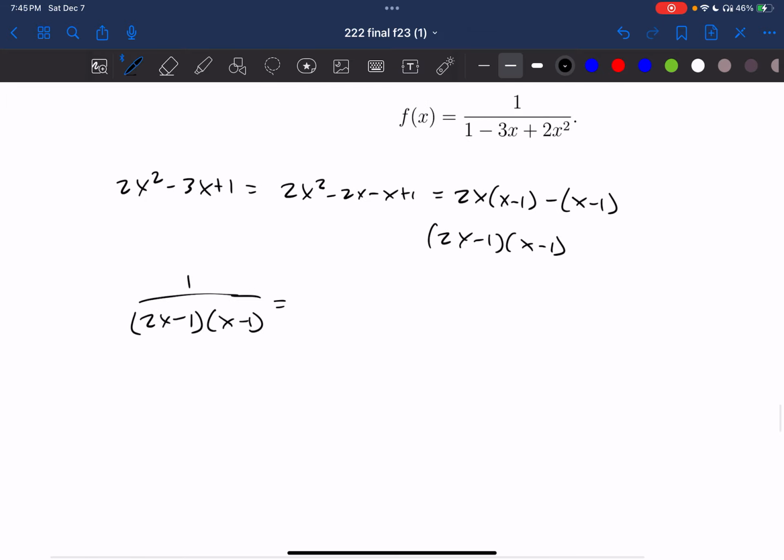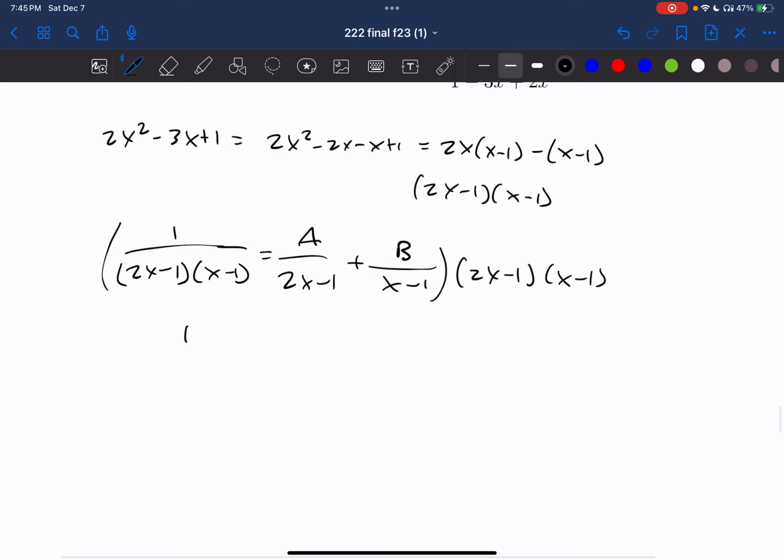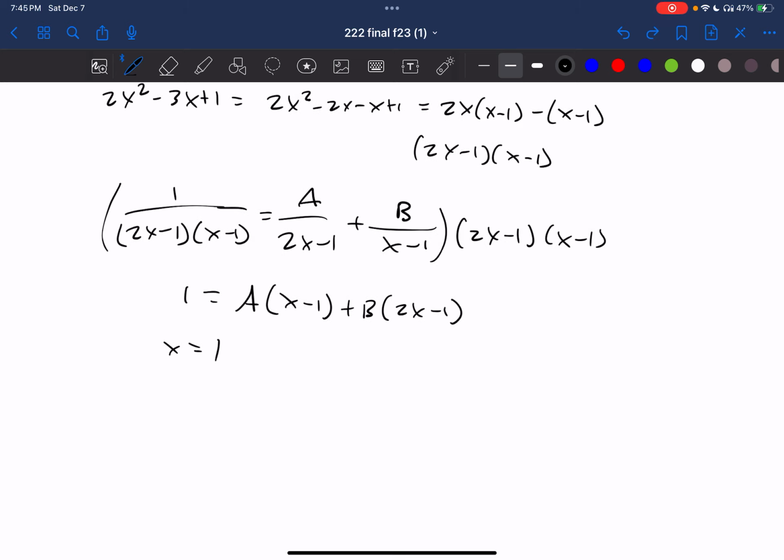Partial fraction decomp. Okay, so this will be equal to A over 2x minus 1 plus B over x minus 1. Multiplying both sides by 2x minus 1 times x minus 1, we're going to get 1 is equal to A times x minus 1 plus B times 2x minus 1. Now we set x equal to 1. This term is going to cancel, so we're going to have 1 equal to 1 times 2 is 2, minus 1 is going to be 1, so 1 is equal to B.